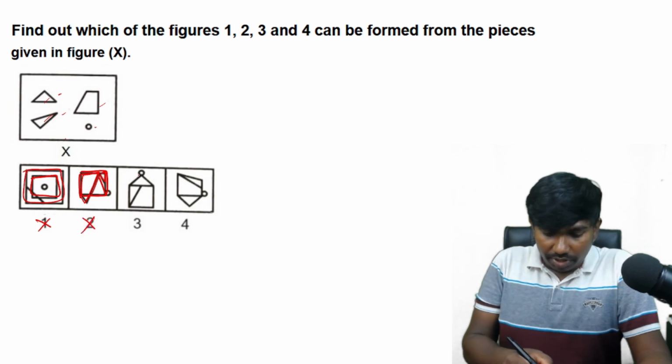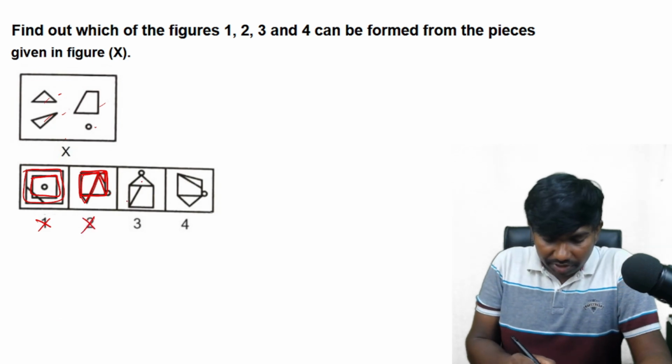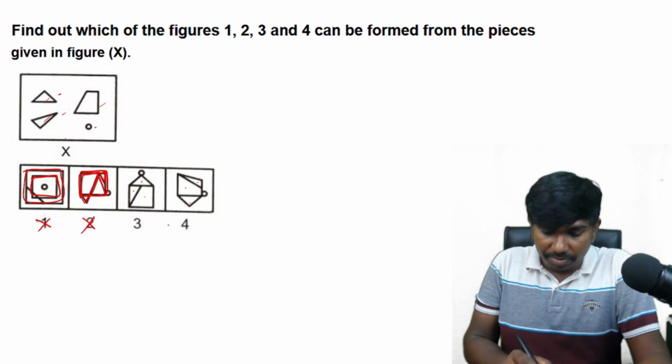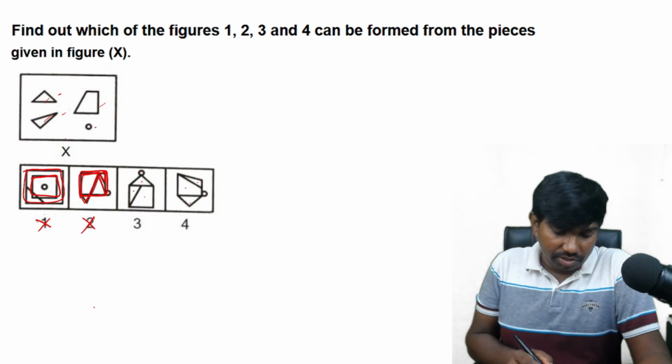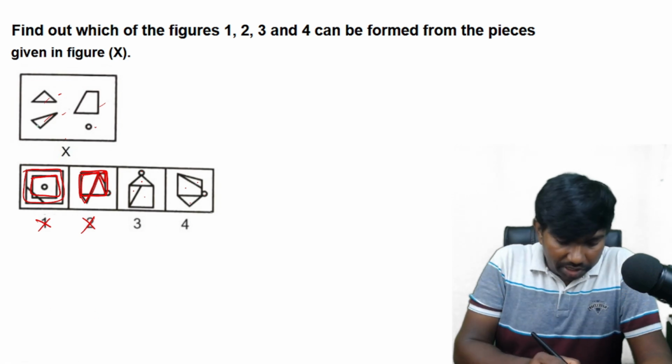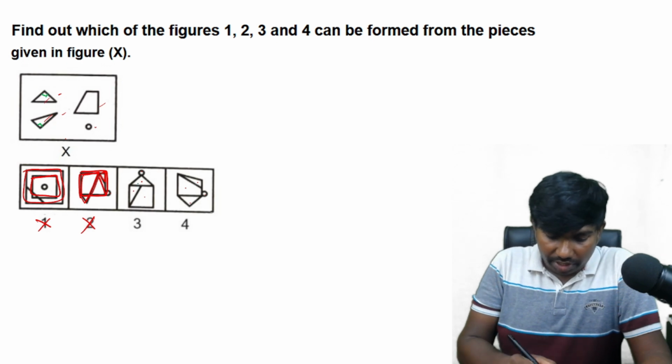It cannot be. Next, here one triangle, another triangle, and there is a trapezium, circle. Here also triangle, circle and trapezium. So that means one of these two must be our answer. If you observe keenly, here it is a right angle triangle, and even here also it is a right angle triangle. It is a right angle triangle, it is a right angle triangle.